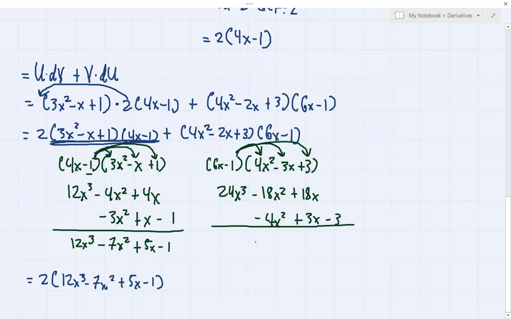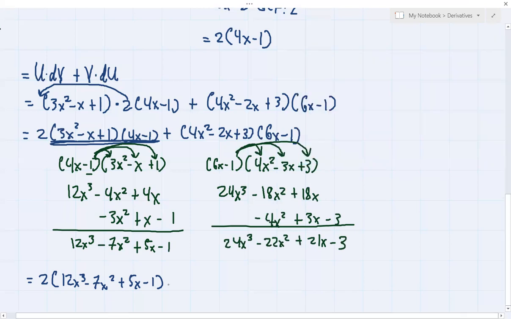Now, let's combine. Let's bring down 24x cubed. The next, negative 18x squared minus 4x squared, magiging negative 20x squared na siya. Okay? The next, wait, tama ba ako? 18, 22. Okay, tama. Next, 18x plus 3x, magiging 21x na siya. Then, let's bring down negative 3. So, therefore, we have plus 24x cubed minus 22x squared plus 21x minus 3.